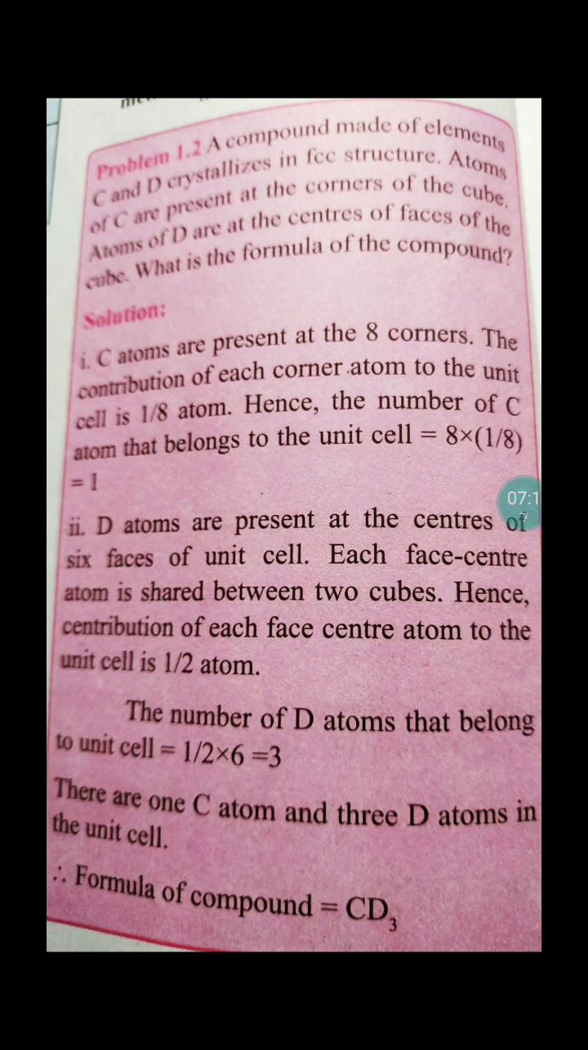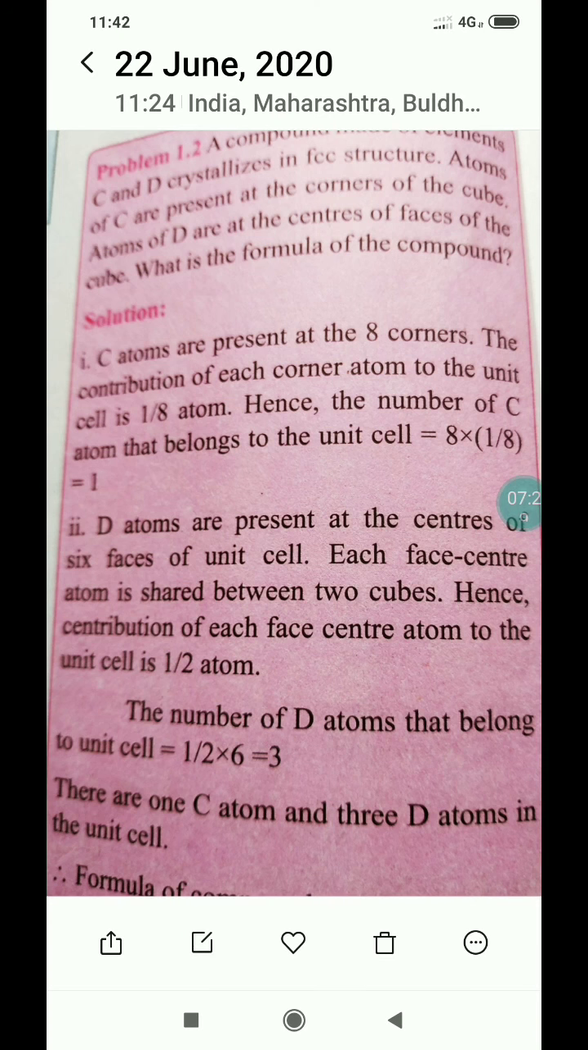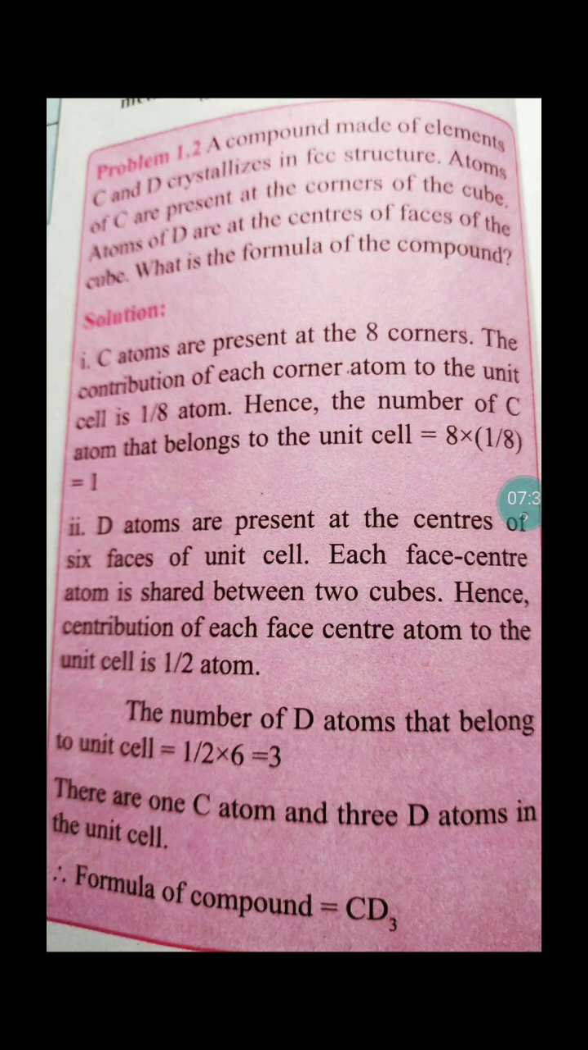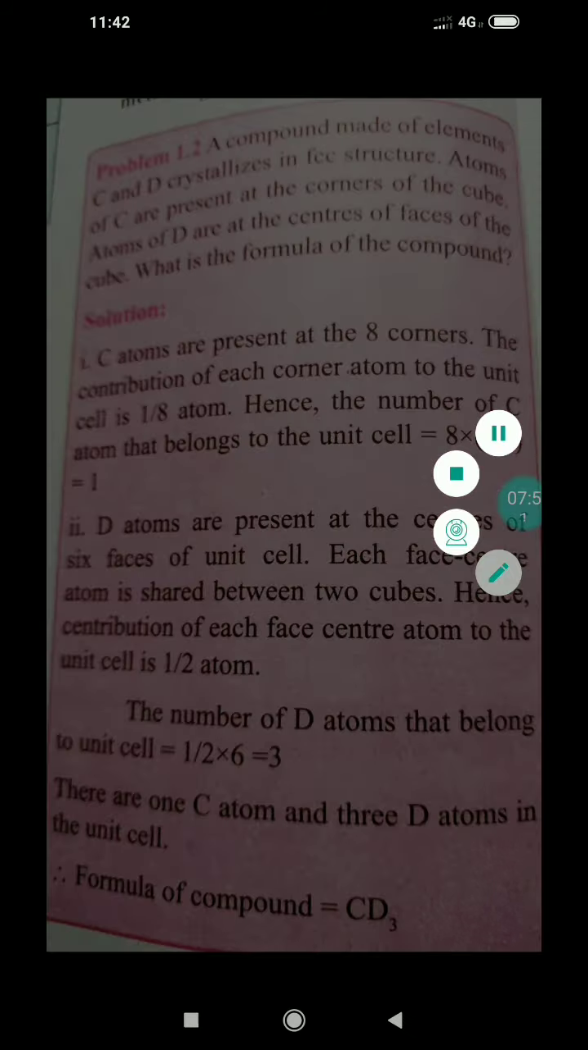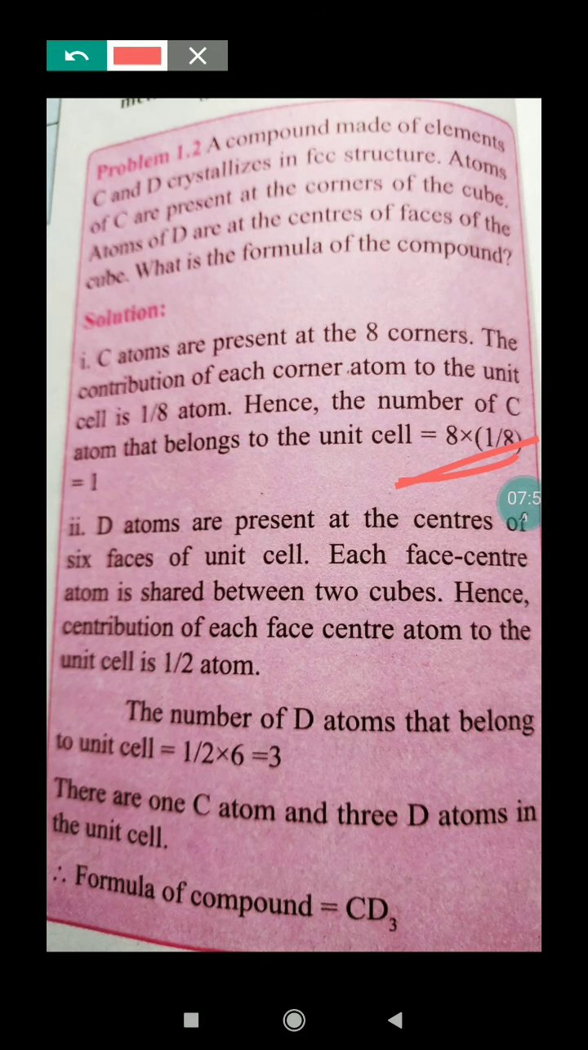But here the condition is that the atoms of C are present at the corners of the cube, and D are at the centers of the faces of the cube. So what is the formula of the compound? Students, here C atoms are present at the 8 corners, and we know that for the face centered cubic unit cell, each cube corner contributes 1/8 part, and there are 8 corners. So 1/8 multiplied by 8 is equal to 1. So the number of C is 1.